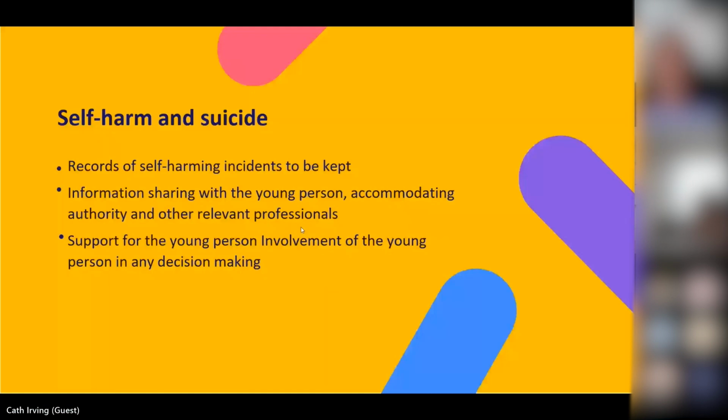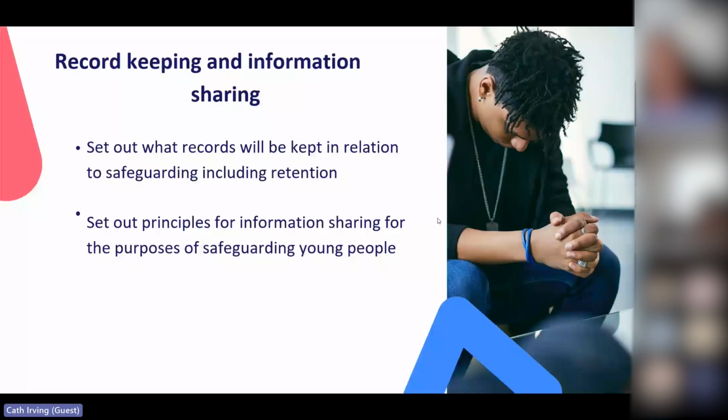So your record keeping and your information sharing, we'll obviously be looking later at case records, but it's important that your safeguarding policy sets out the records that you're going to be keeping in relation to safeguarding young people, thinking about your retention as well, how long you're going to be retaining those records for, and setting that out within there. It should also be setting out the key principles around information sharing, so thinking about the DfE guidance about information sharing, thinking about how we need to share information with others for the purposes of safeguarding young people. So we'll look at that a bit more later.